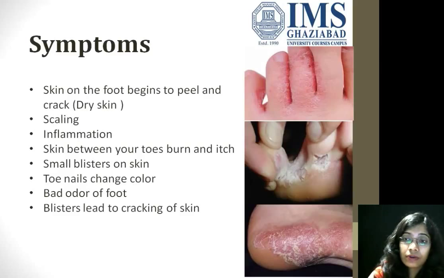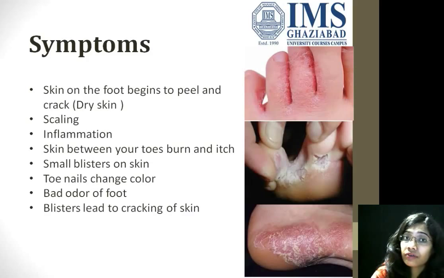Symptoms. We will discuss symptoms. What are the symptoms of athlete's foot? Dry, scaly patches and flakes appear on the skin. The skin on the foot begins to peel and crack. Scaling, inflammation, itching, hotness, and a burning sensation are there. The skin between your toes burns and itches. Small blisters appear on the skin, filled with fluid.